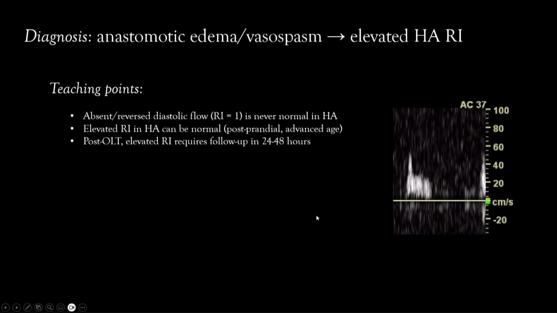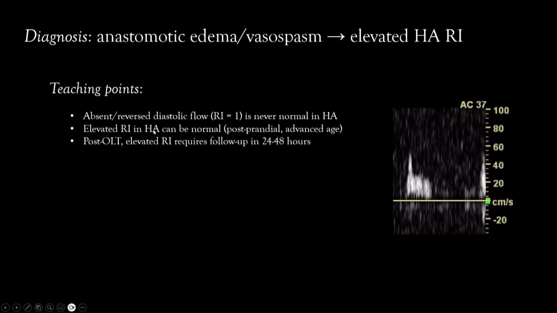So in this case, this was simply due to anastomotic edema and vasospasm, which is something that pretty commonly happens around the arterial anastomosis in these liver transplant patients and leads to an elevated resistive index. So you have vasospasm or edema at the anastomosis. It's harder for the artery to push blood past that point, so greater resistance downstream. So it's never normal to have absent or reverse diastolic flow in the hepatic artery. But it can be relatively normal to have a mildly elevated RI.